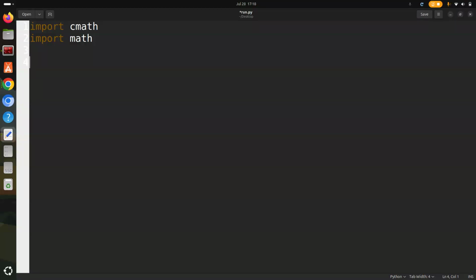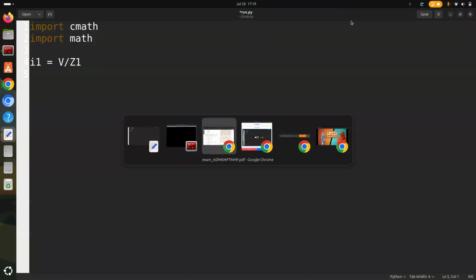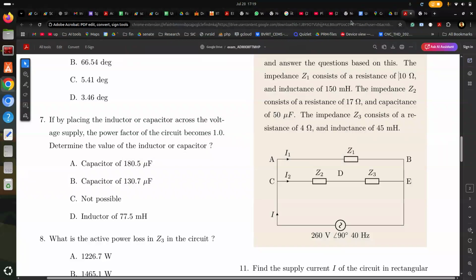Now, what if it was a simple DC circuit? You would have simply said I1 equal to voltage, I'll use capital V, divided by the impedance Z1. So that was I1. What is I2? Again, go to the circuit. If it was a DC circuit, simply voltage divided by these two, which are in series, right? Z2 plus Z3, that will give you I2.